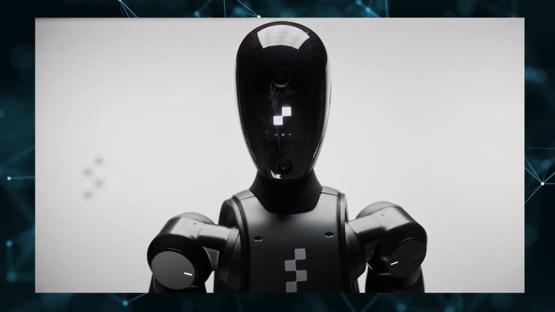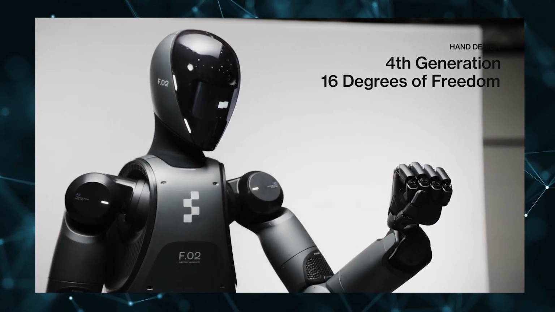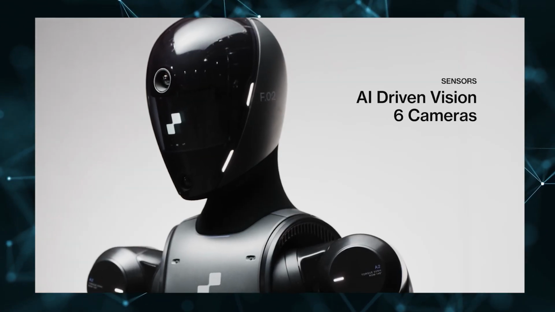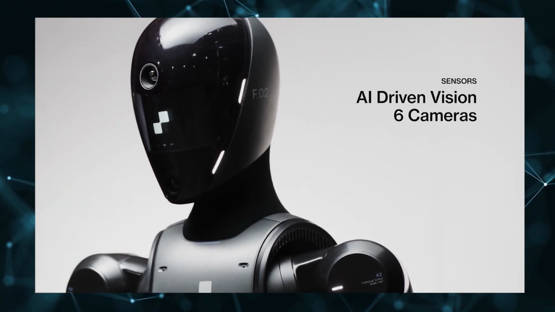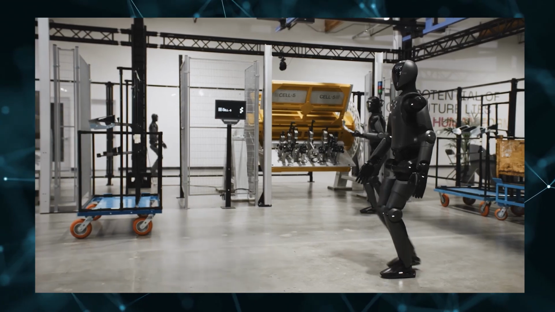But here's where it gets really interesting. According to Brett Adcock, the Figure 02 has been in development for over a year, and he claims it's the most advanced humanoid robot on the planet. That's a bold statement, especially considering competitors like Boston Dynamics' Atlas.